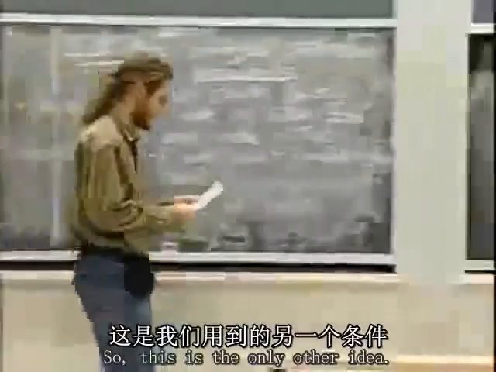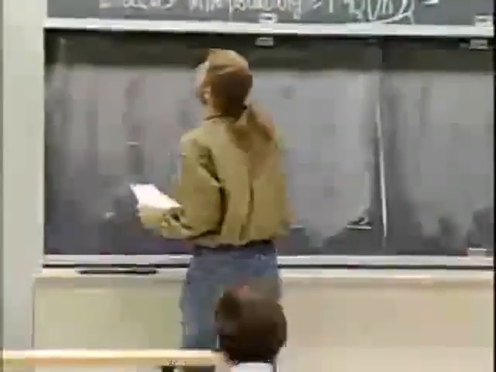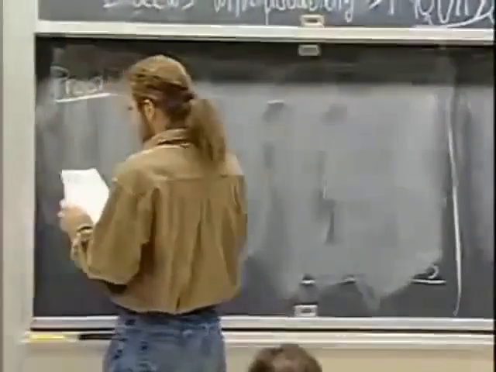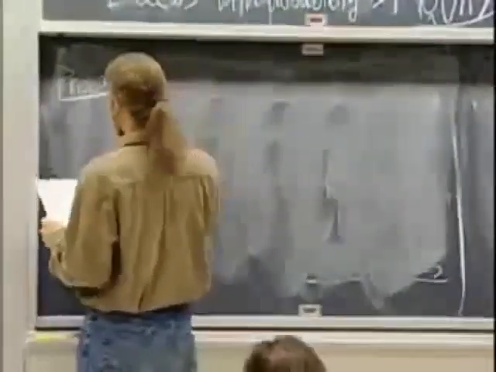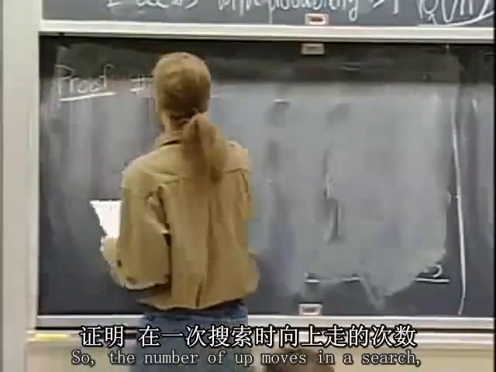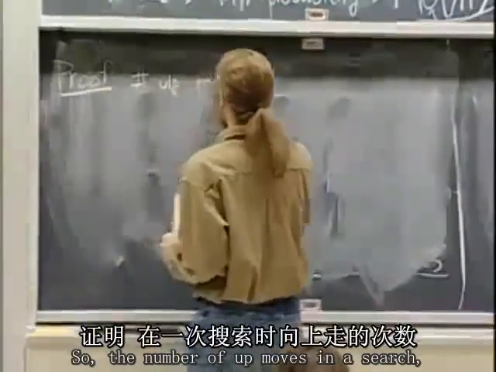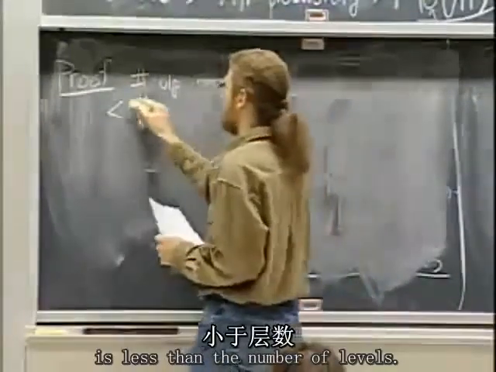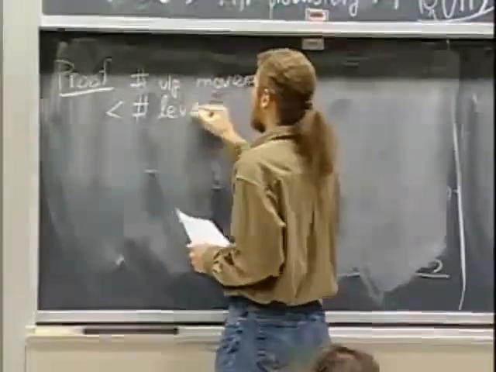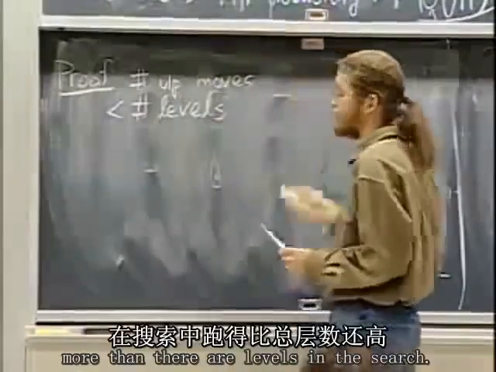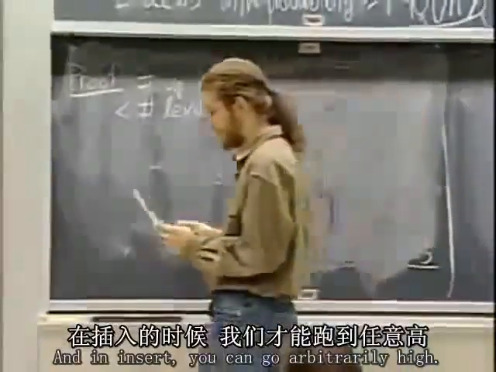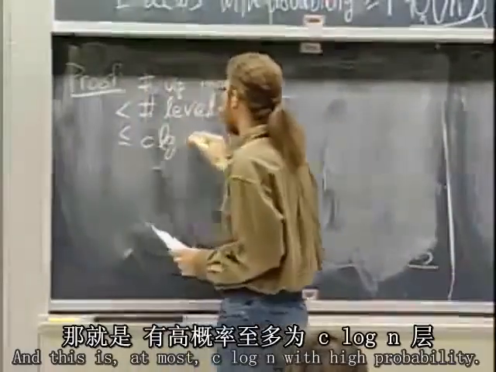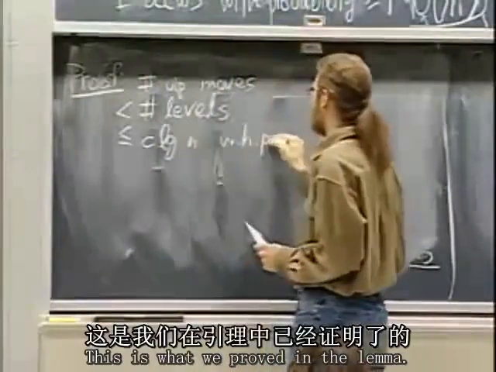So this is the only other idea. So we're now proving this theorem. The number of up moves in a search, which are really down moves, but the same thing, is less than the number of levels. Certainly you can't go up more than there are levels in a search. In an insert, you can go arbitrarily high, but in a search, only as high as you can go. And this is at most C log n with high probability. This is what we proved in the lemma.